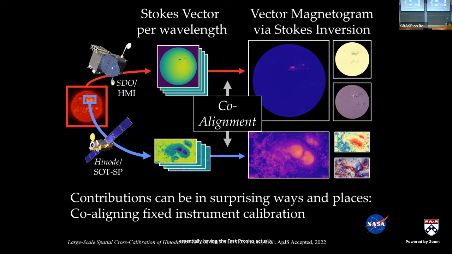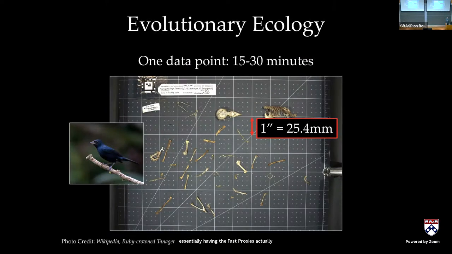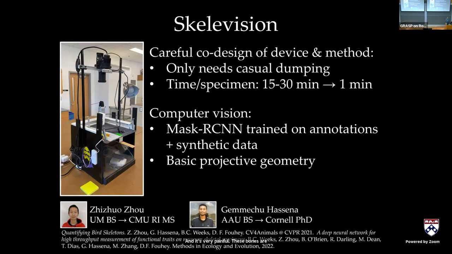So I'm gonna jump next to a little bit about evolutionary ecology where we also speed things up. So in ecology, your data points are, for example, specimens from birds. And one data point might take 15 to 30 minutes to measure. This is because you have to use digital calipers and it's very painful. These bones are very, very small. And so we built a system called Scalavision, which can accelerate things by a factor of 15 or 30. And so you can basically casually dump a bird skeleton.